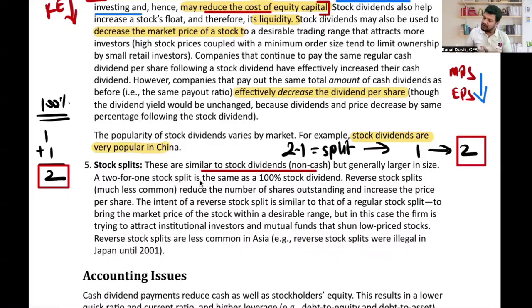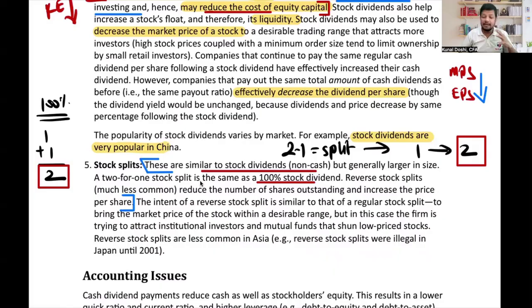The market value of the company is not affected. Per share price will go down, making the stock more affordable to many investors. Got it? But stock split is also a sign that the company thinks that stock price is too high. So in order to reduce the stock price to make it more affordable, companies do stock split.